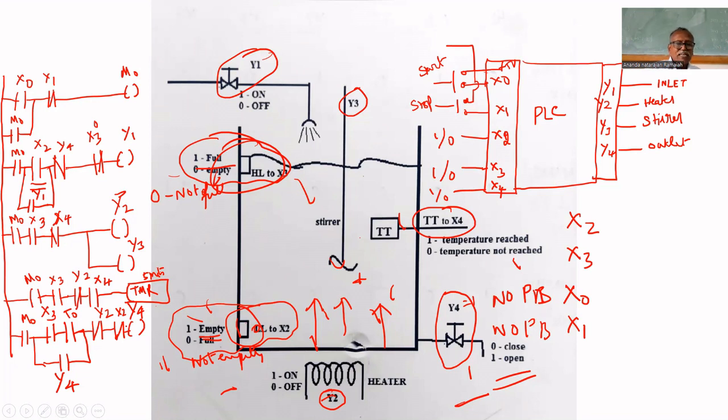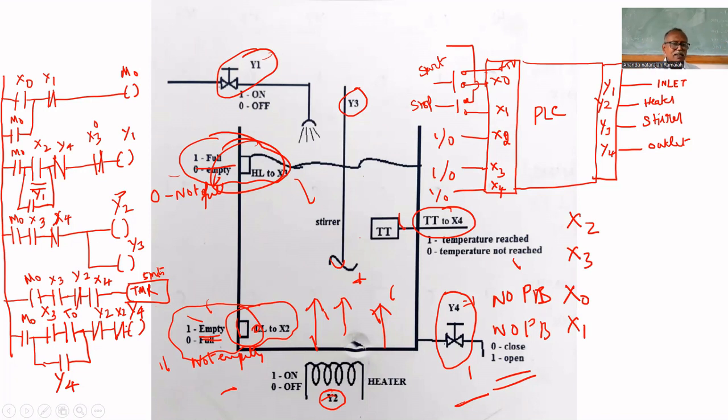So here for closing, we included X2. For opening, what all did we include? M0, X3, T0, Y2 bar. Four inputs are in series to open the valve. To close the valve, X2 is sufficient. The tank is empty, so it can be closed. Once it becomes 1, the outlet valve will be closed.